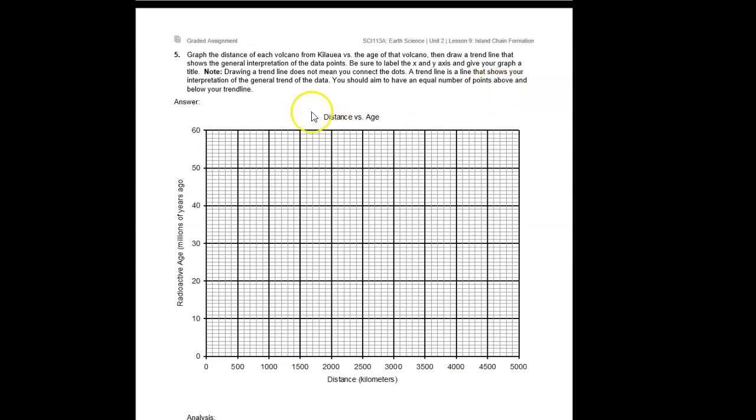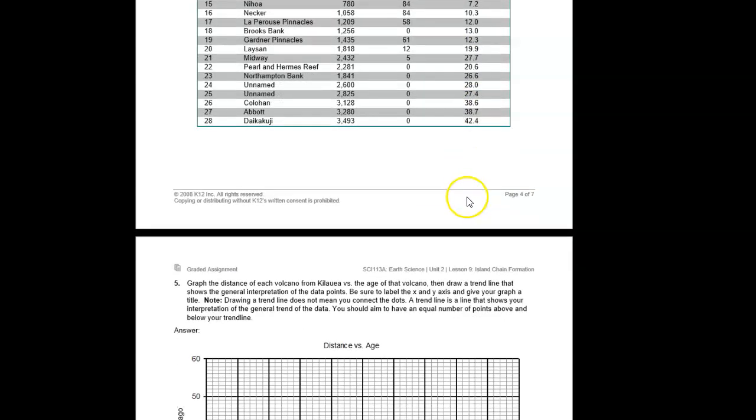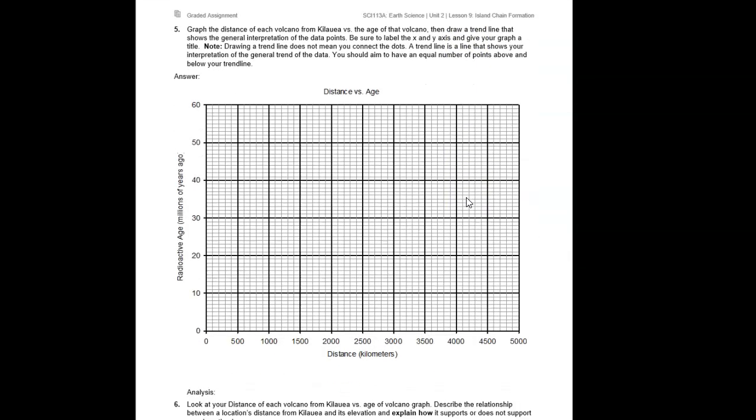You should aim to have an equal number of points above and below your trend line. So we're going to make a trend line that shows distance of each volcano versus the age of the volcano. And we also have those labels shown here on the X and Y axis, so you can know how to label your graph if you do it in Excel. If you do it by hand, that's great too. Just use the data from this data table. So we're looking at distance and we're looking at radioactive age, and you are going to plot those on the graph. So you're going to just make like a scatter plot, and then you're going to come back and fill in with a trend line.